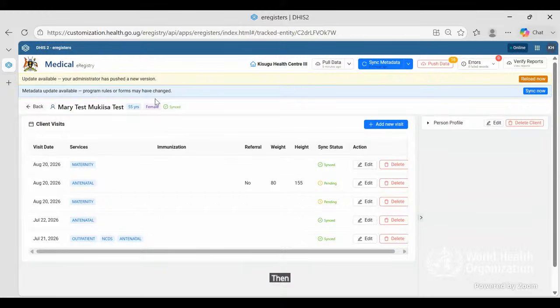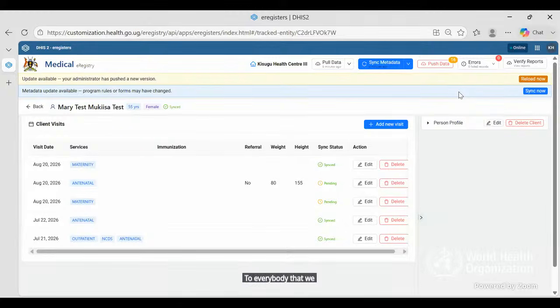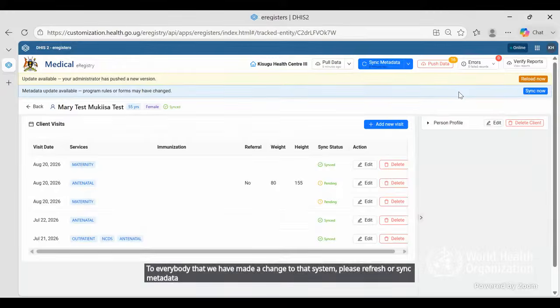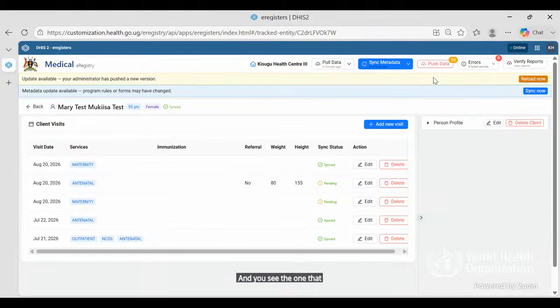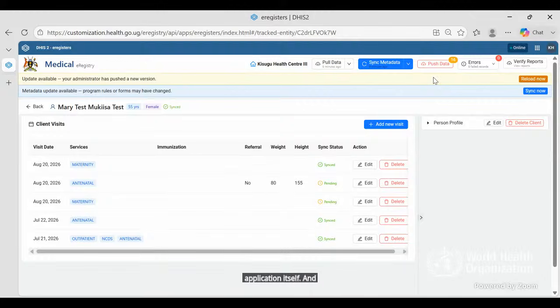Then I also want to stress, Ben, before we go, you see that on this screen I have 2 notifications, and that is something that we are going to be sending out. Whenever we make a change to the system, we shall be sending out a notification to everybody that we have made a change to the system. Please refresh or sync metadata. And you see the one that is in yellow is about an update that we shall be doing to the application itself. And normally we shall tell you to refresh to pick up changes that we made to the application.